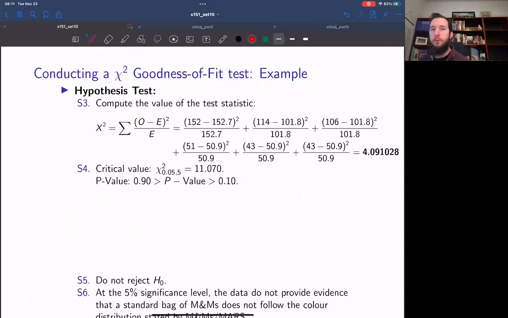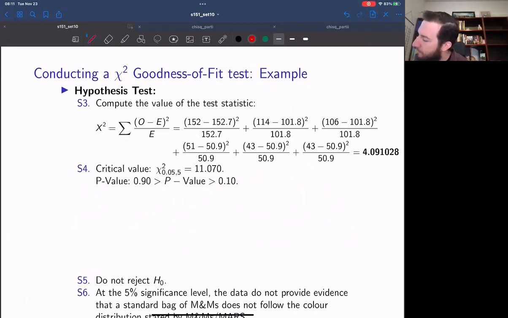Okay, on step three, we compute our test statistic. For both chi-square tests, the form of the test statistic is exactly the same: observed minus expected squared divided by expected. So this is consistent for both tests. Here we're going to take the observed value, match it to its expected value, and then just plug into this particular formula, right?